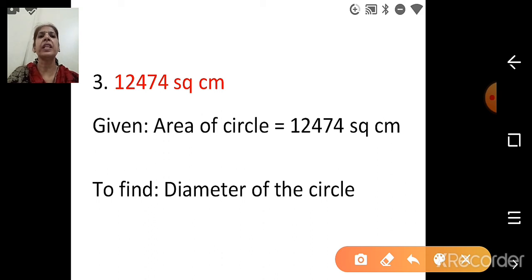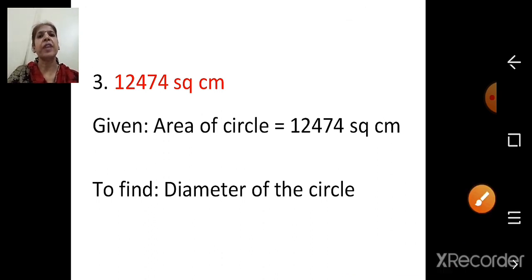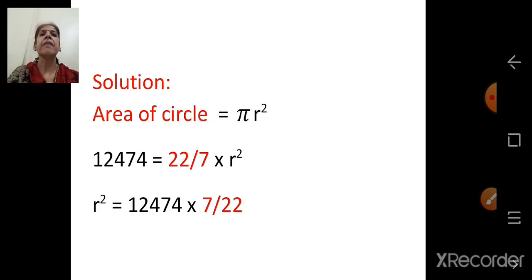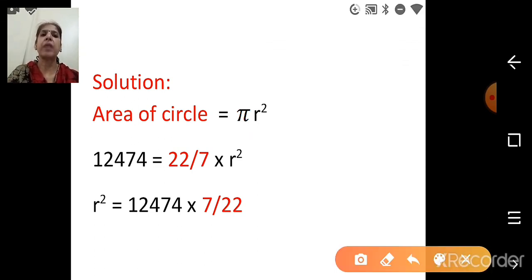Next thing, what do we have to do? We have to find the diameter of the circle. So given, to find. Now solution. What is the formula of area of circle? Area of circle is pi r square. The formula to find area of circle is pi r square.